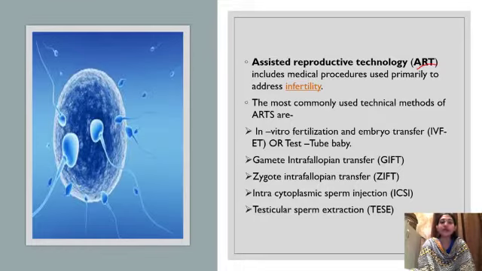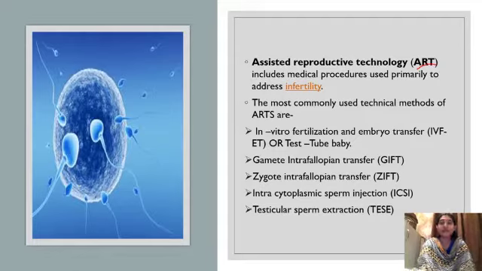The third one is zygote intrafallopian transfer. The short form is ZIFT. The fourth one is intracytoplasmic sperm injection. The short form is ICSI. And the last one, the fifth one, is testicular sperm extraction, and the full form is TESE. Clear? So now we will get into the details of how these procedures take place.